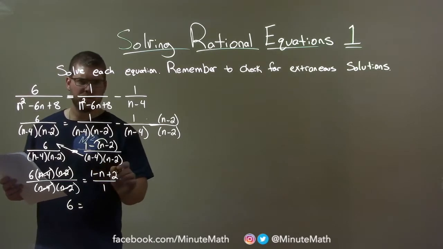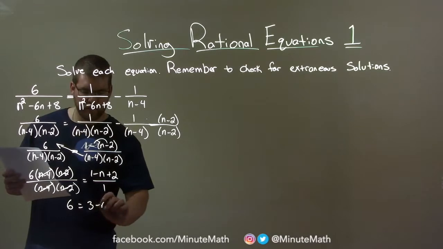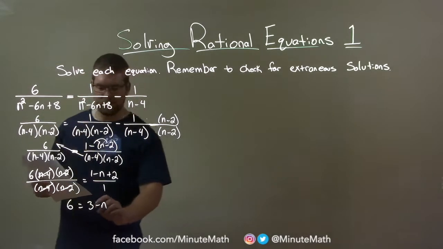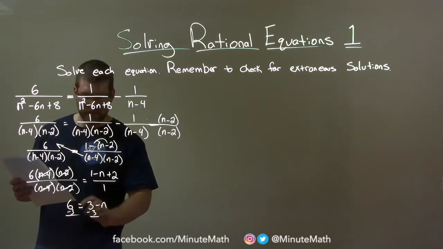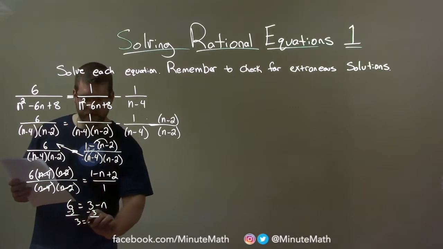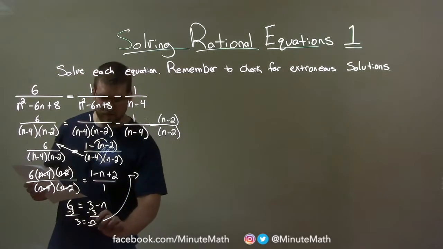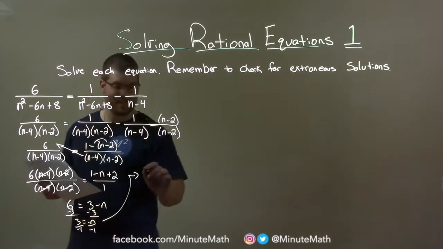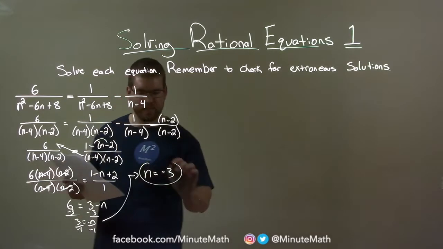Well, 1 plus 2, adding like terms, is 3, right? We have 3 minus an n. Well, let's get n by itself. Subtract 3 from both sides. And I think you can do the rest here. 6 minus 3 is 3, equals a negative n. So I'm going to write my answer here. Divide both sides by negative 1. Don't forget that last step. And we have n equals negative 3.